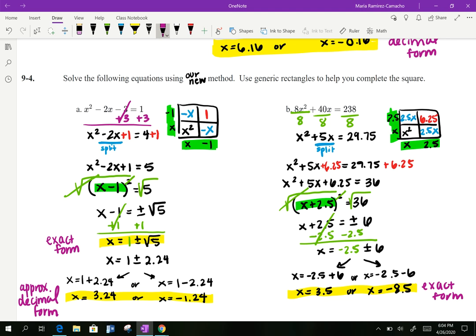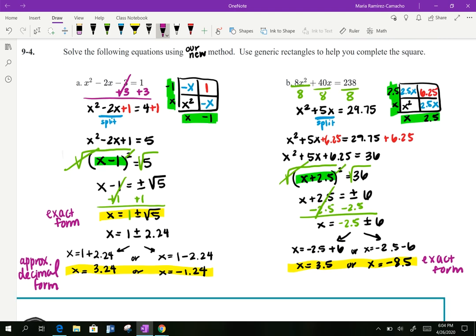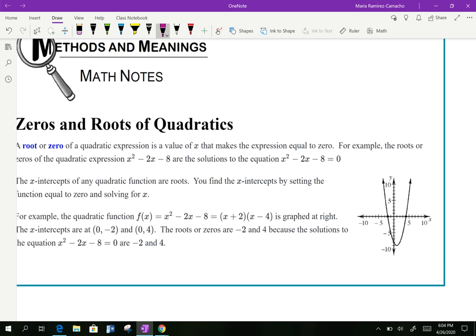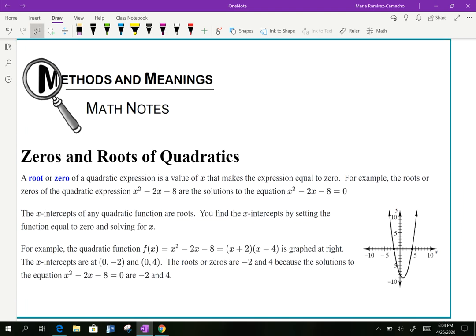Okay, I hope this was helpful. If you have any questions after doing these notes, please send me an email or set up an appointment for a Google Meet video call. I have the sign-up sheet on Google Classroom. The last thing that you need to do for these notes is to just read through this straight from the book and copy this down on your paper too.